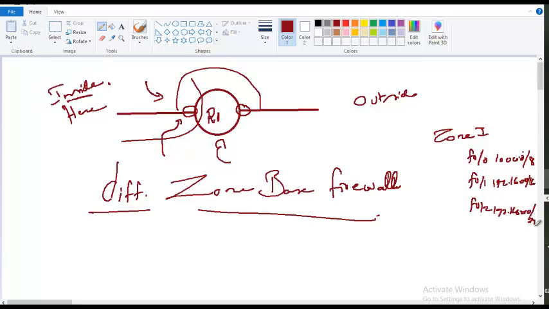192.168.0.0. These are the subnets. Now, the members of these subnets can ping each other, they can communicate because they are in the same zone, because they belong to the same zone. We have put them in the same zone because we want them to communicate without any policy written. That's why we have put them in this zone.